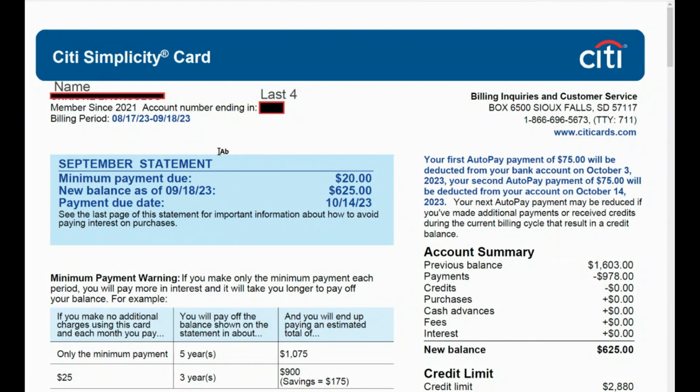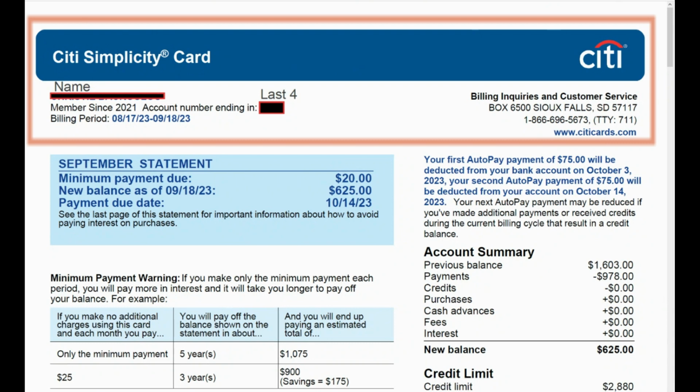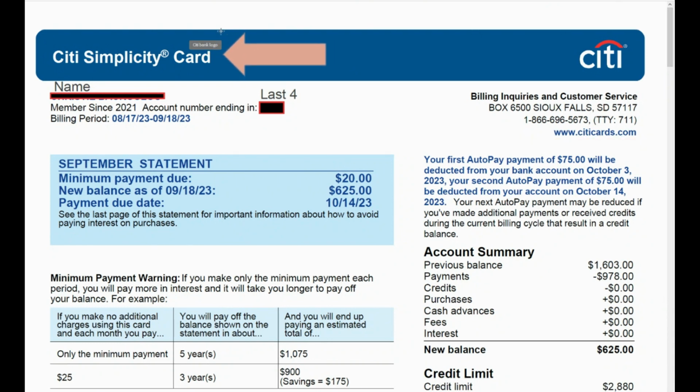Similar to other cards, at the very top of your billing statement here, you have on your left the name of the credit card in question, the Citi Simplicity card. And to the left of that, you have the logo of the card issuer. And right underneath that, you have, of course, basic information like your name. You've been a member since 2021. Account number ending in the last four of your credit card.